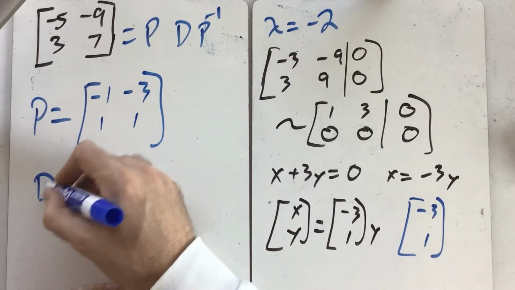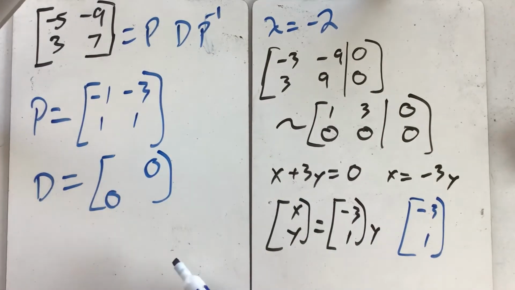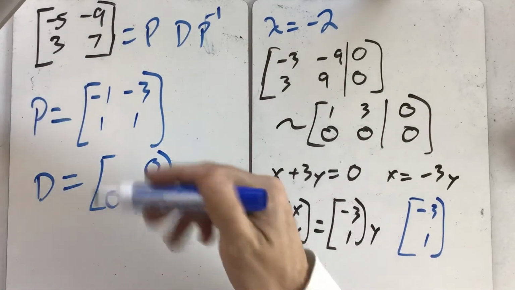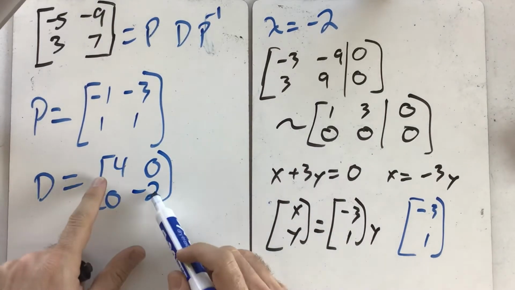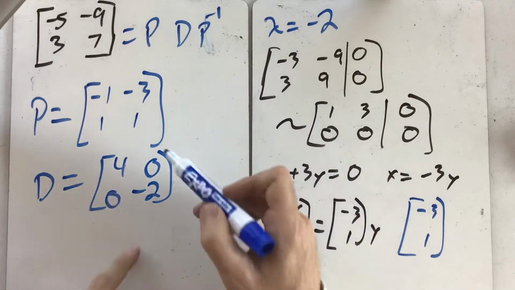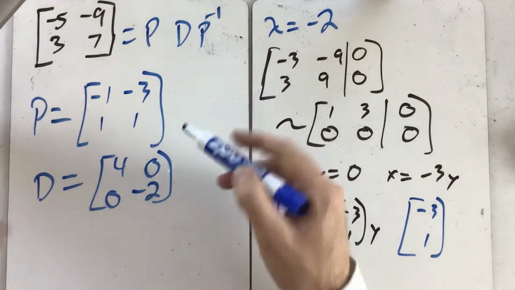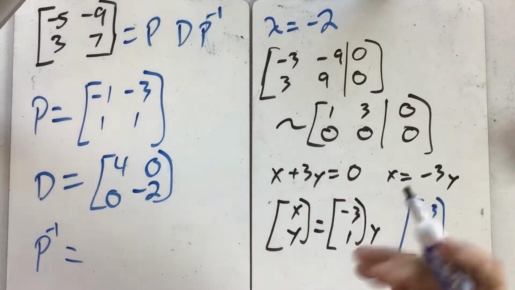And my D matrix is just the matrix that has my eigenvalues on the diagonal. My first eigenvalue was 4, and my second value is a -2. Again, I can switch that order, but I also have to switch that order in P, right? And I could have used a +3 and -1, but then I would get a different P inverse down here when I do this one.